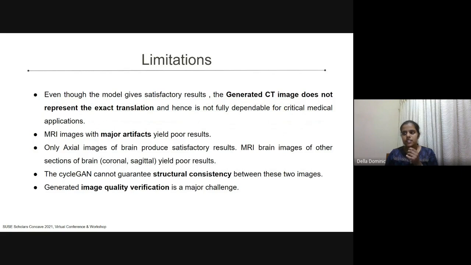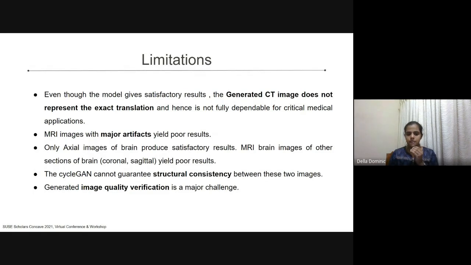Now, even though it translates the MRI to CT image, it does definitely have a lot of limitations. The main limitation is the generated CT image does not represent the exact translation. And when it comes to a crucial application like the medical field, relying on this model that has just a structural similarity of 0.7 to 0.8 is not a final solution. Therefore, there is provision for improving the model to generate more realistic, more exact CT images corresponding to the MRI images.